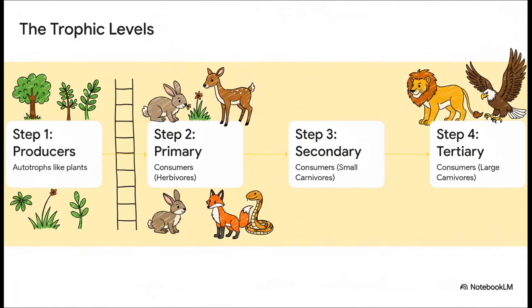Step 1, at the very bottom, we have the producers, the plants. At step 2, we have the primary consumers, the herbivores who eat the plants. Step 3 is for the secondary consumers, the carnivores that eat the herbivores. And at the very top, we have the tertiary consumers, the big bosses.